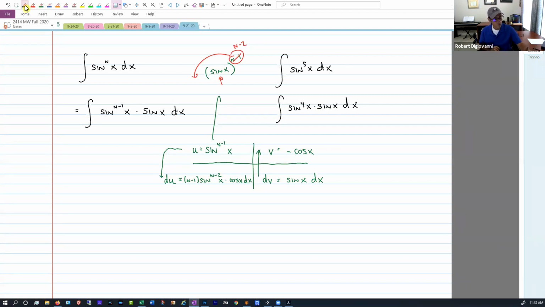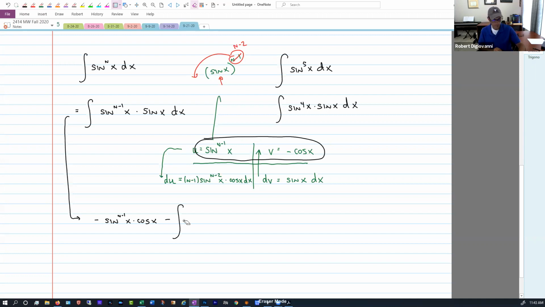Let's go ahead and do ultraviolet minus voodoo now. So ultraviolet are these two multiplied together. So I'm going to write it this way. Negative sine to the n minus 1 of x times cosine x minus integral, leave myself a little bit of space. And now I have to do the voodoo part.